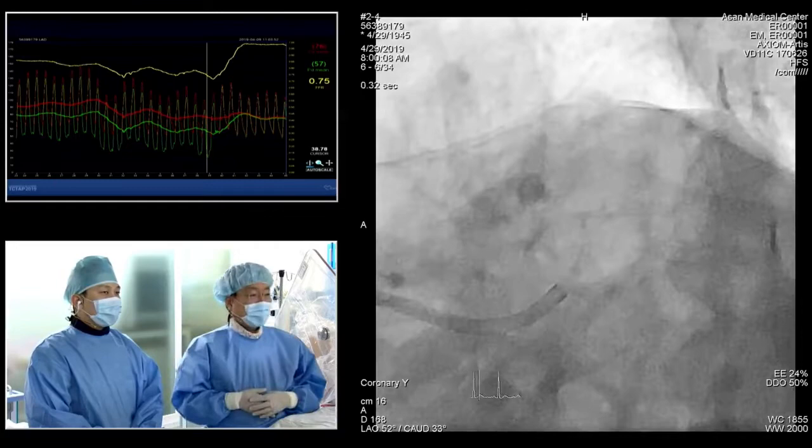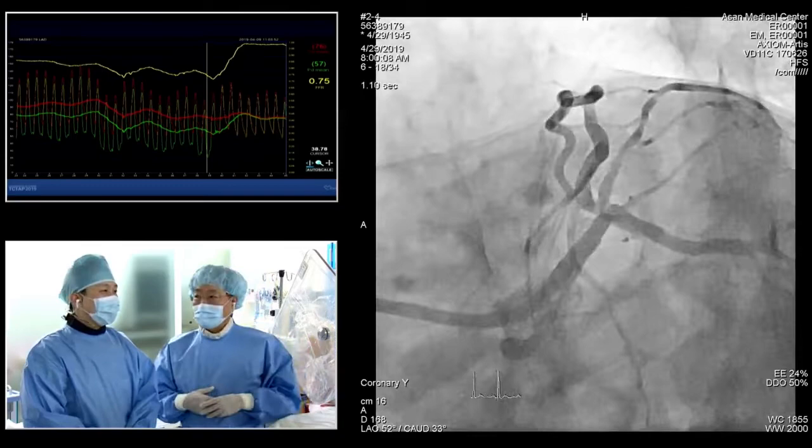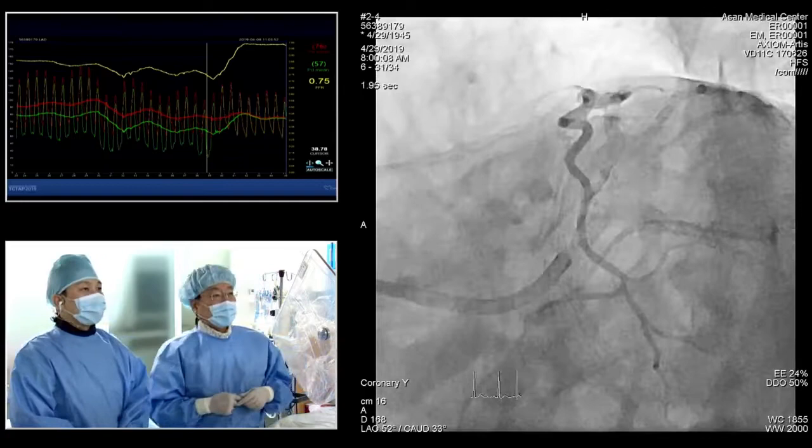All right, so consecutively we are going to show the IVUS findings, then we are going to discuss, right? Would you show us the IVUS from the LAD? Yes, Dr. Do-Yoon Kang. This is the IVUS pullback from the proximal LAD.